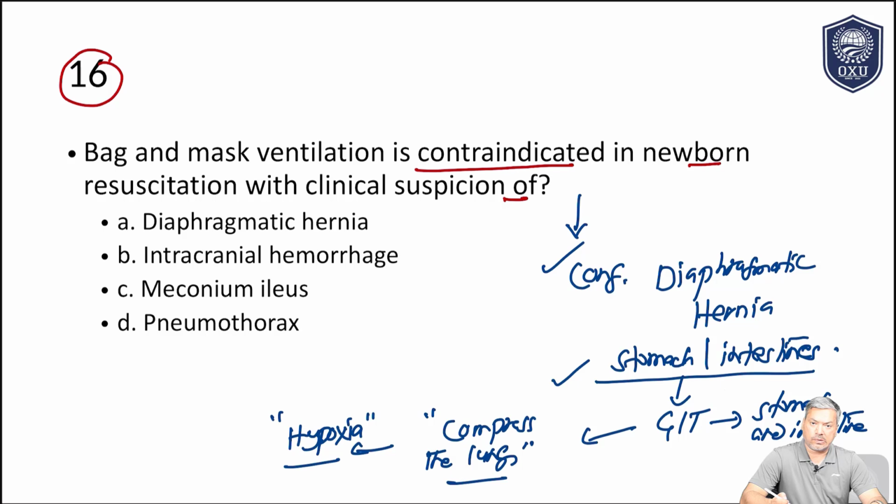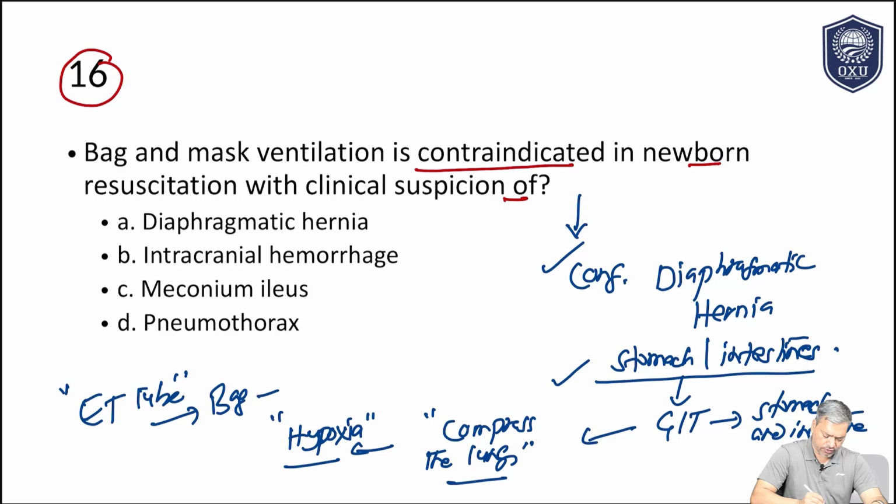So what you should do now is quickly identify this problem and remove the mask. Replace it with an endotracheal tube. Connect this tube with the bag and then do the ventilation. If you do that, all the air which you are pressing will directly go to the lungs. The lungs will inflate nicely and the baby will improve. So this is a very important question which will be repeatedly asked to you. The other options are not the correct answer here, no need to even discuss those.